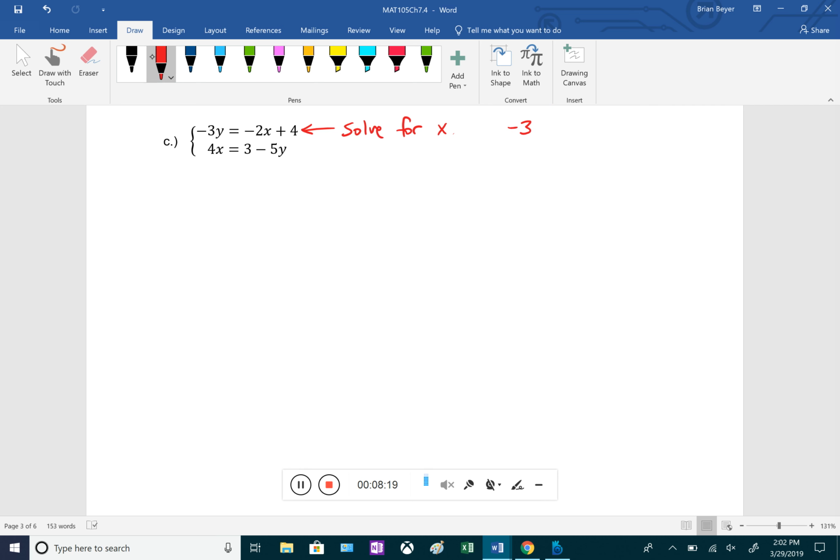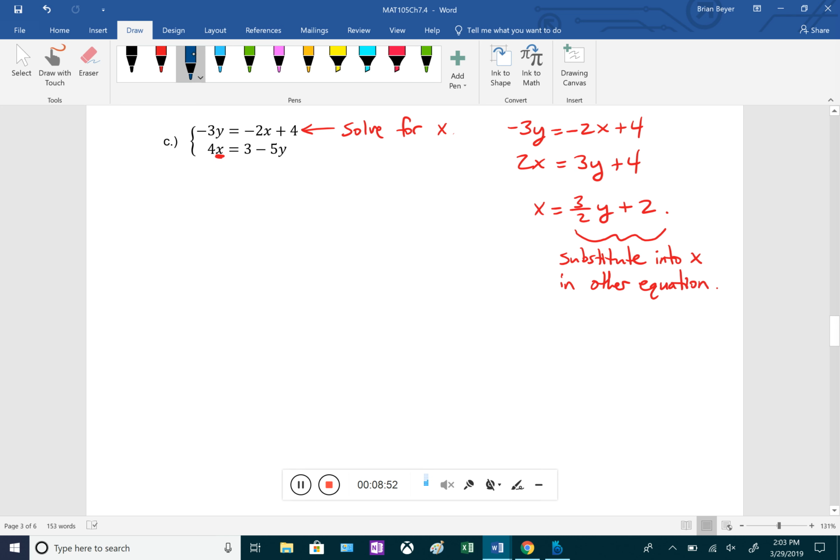So negative 3y equals negative 2x plus 4. So we would add 2x to both sides, and then we would add 3y to both sides and get this. We would divide both sides by 2. We would get x equals 3 halves y plus 4 divided by 2, which is 2. Okay, so we're going to take this portion right here and substitute that back into x from the other equation, which is this x right here.